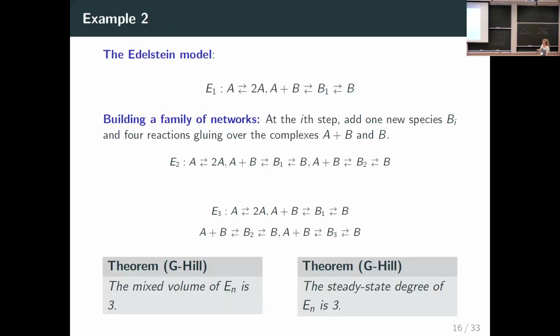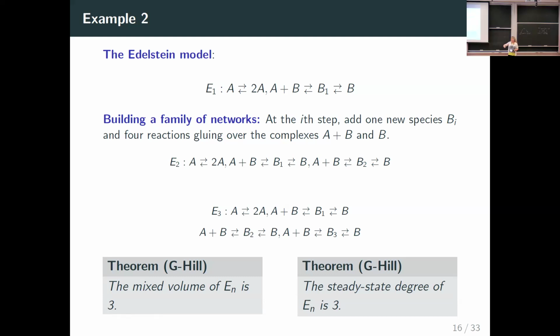But then we can sort of look at sort of more complicated examples. So here's an example that's coming from chemistry. And so we have this Edelstein model, which has 3 species, all right, and a sequence of reactions there. And then we can create like a family. So E2, I'm going to do sort of the same thing, but I'm going to be adding in a B2. At E3, I add in a B3, etc.